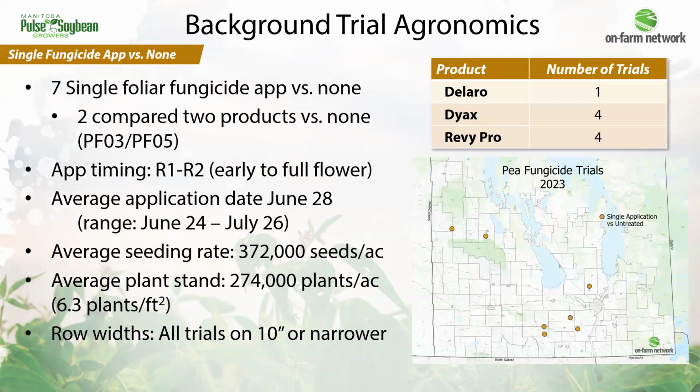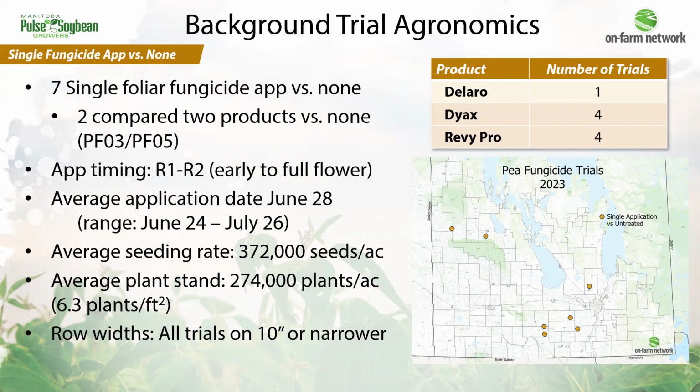In these trials, fungicide applications were made at R1 to R2, which is early to full flower. On average, that fell on June 28th. Products used are in this table on the right. This year it was Delero, Diox, and ReviPro.